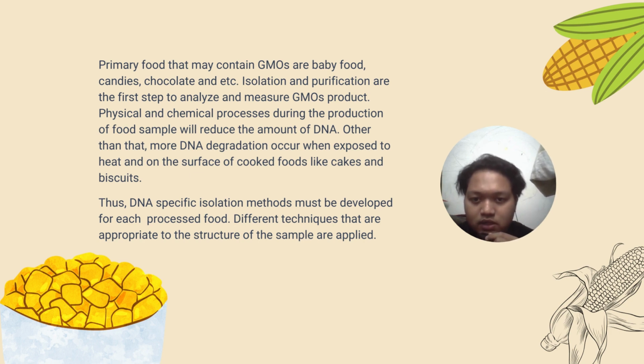Isolation and purification are the first step to analyze and measure GMO products. Physical and chemical processes during the production of food samples will reduce the amount of DNA. Other than that, more DNA degradation occurs when exposed to heat and on the surface of cooked food like cakes and biscuits. Thus, DNA-specific isolation methods must be developed for each processed food. Different techniques appropriate to the structure of the sample are also applied.